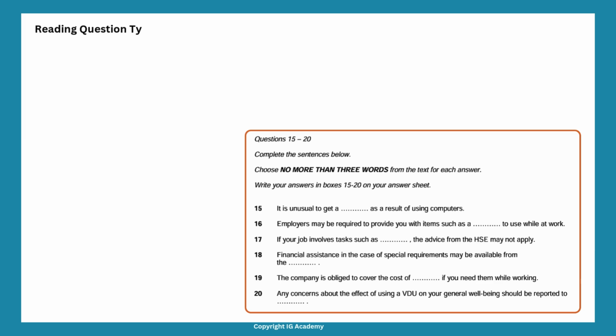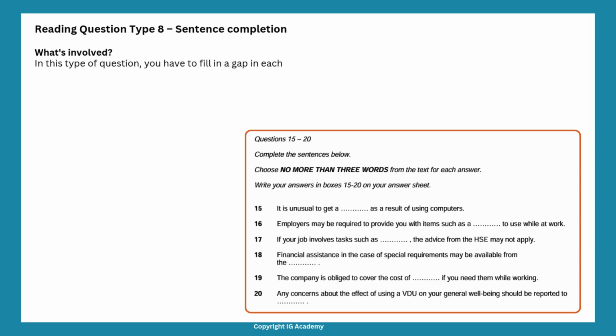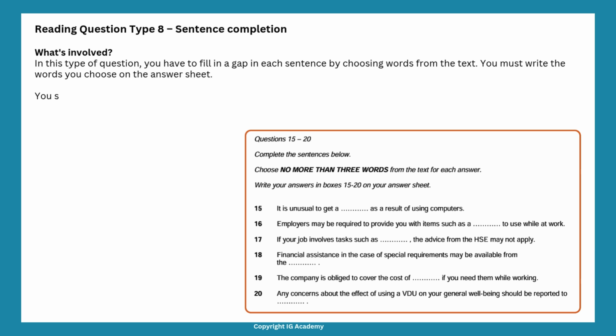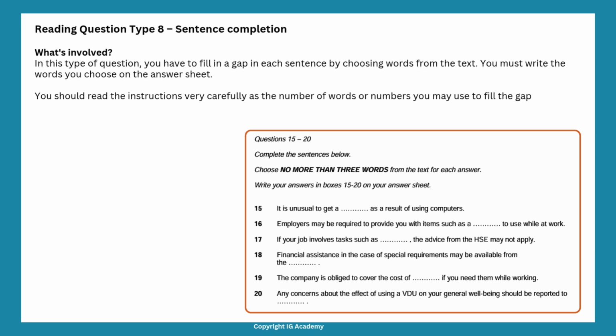Reading question type 8 is sentence completion. In this type of question, you have to fill in a gap in each sentence by choosing words from the text. You must write the words you choose on the answer sheet. You should read the instructions very carefully as the number of words or numbers you may use to fill the gaps can change. A word limit is given, for example, no more than 2 words and/or a number.